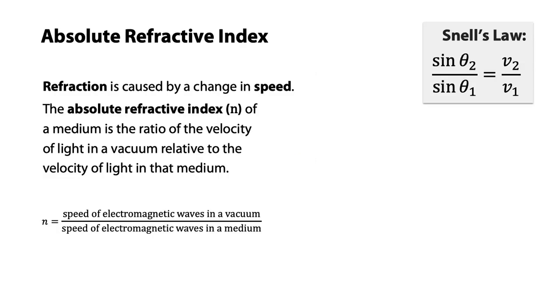Now, to help us deal with this, we can come up with a term and we call it refractive index, or the absolute refractive index. The absolute refractive index is a ratio of the velocity of light in a vacuum relative to the velocity of light in that medium. You may well remember that the velocity of light is a constant, about 3 times 10 to the 8 meters per second. That's true, but only in a vacuum. In any other transparent media, the speed of light is slower.